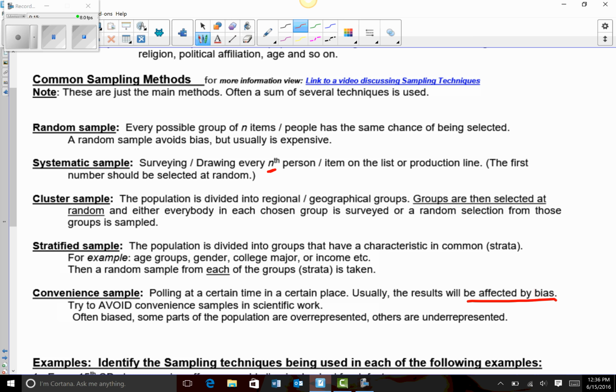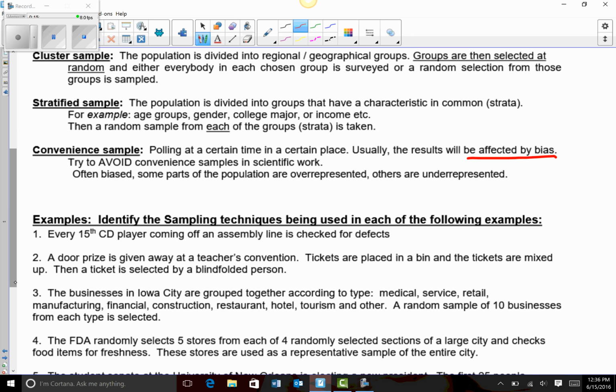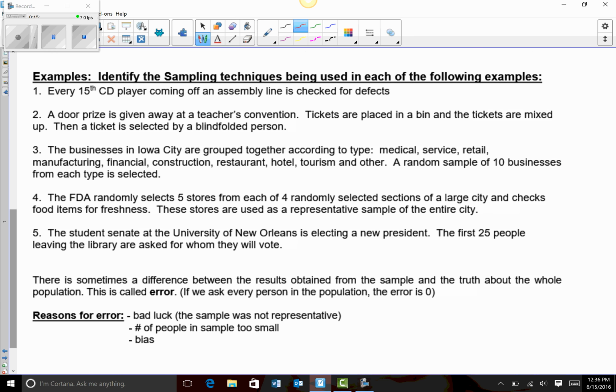So what I encourage you to do now is pause the video, maybe look at that YouTube video. It will reinforce a lot of what I just said. And then go through and read these 5 scenarios and see if you can determine which sampling technique is being used. And then check yourself with the solution key.